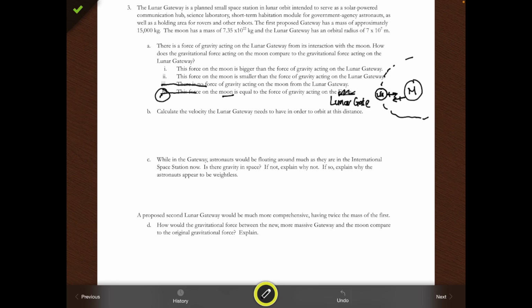In B, it asks for a velocity in order to orbit. That's going to kind of hint that I want this orbital velocity equation.